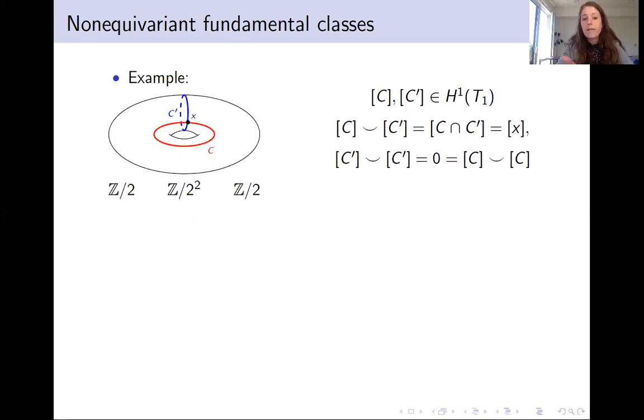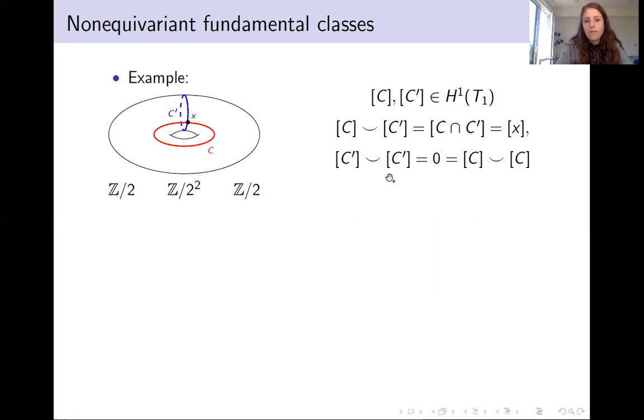Even better, these classes help us understand the multiplication. So if I want to take these two classes and multiply them together, then these fundamental classes have a very nice intersection product. So this cup product is just given by the transverse intersection, which exactly is this point X, which generates this Z2 here. So what we're seeing is these two generators in H1 multiply to give the generator here.